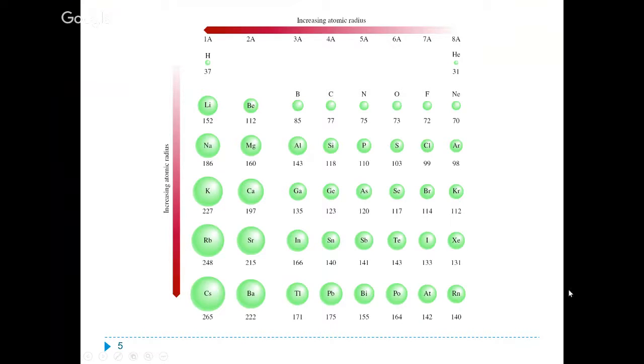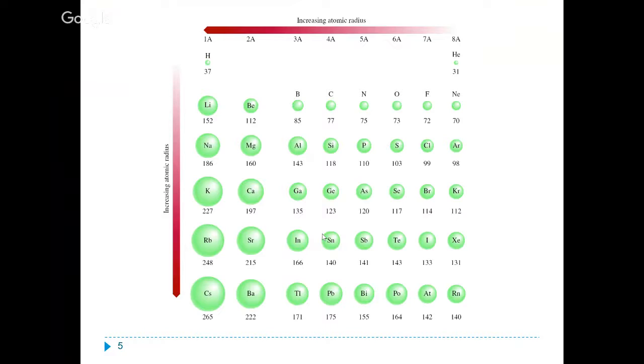As we go left to right, we get smaller because we are adding electrons to the same shell. Each time you add an electron, you're also adding a proton. Protons are 1,000 times bigger in mass than an electron. As we add successively more protons, our atoms actually shrink because their effective nuclear charge increases. So as we go from left to right, the effective nuclear charge increases, which is why our atoms get smaller.